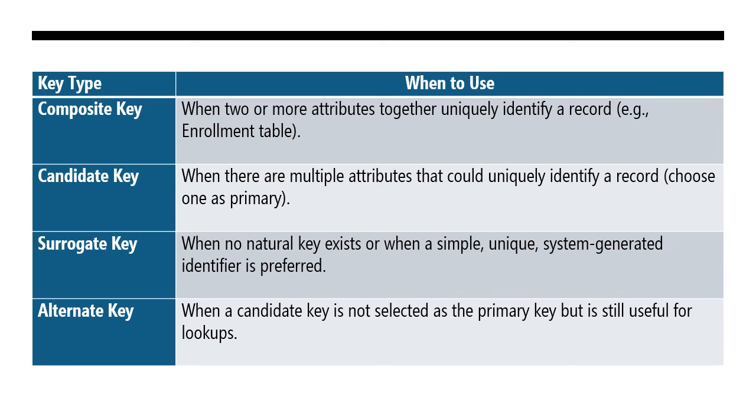Surrogate keys can be used when there's no natural primary key, or when you prefer a simple system-generated identifier for uniqueness, like an auto-incrementing order ID. Alternate keys are candidate keys not chosen as the primary key, but still useful for searches and ensuring data integrity. Understanding these key types is essential for designing effective data models that maintain data integrity and support efficient data retrieval.